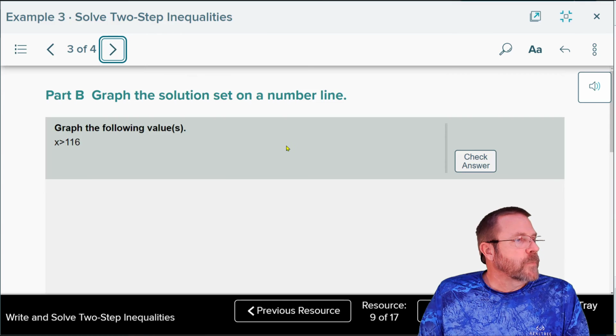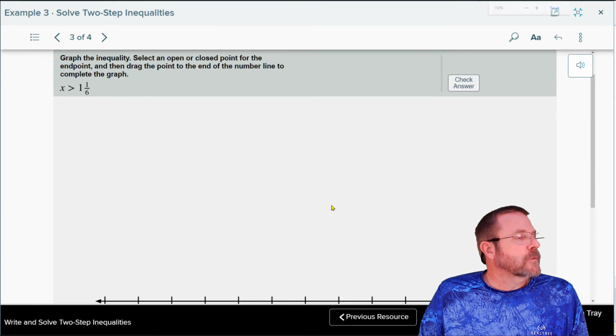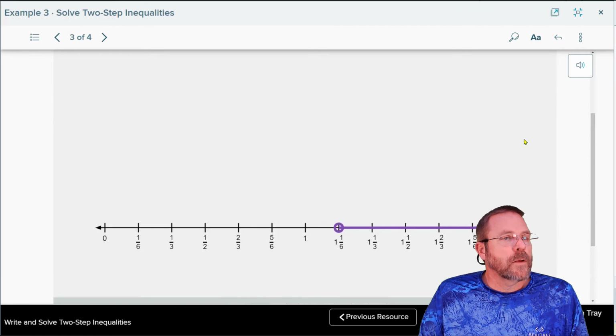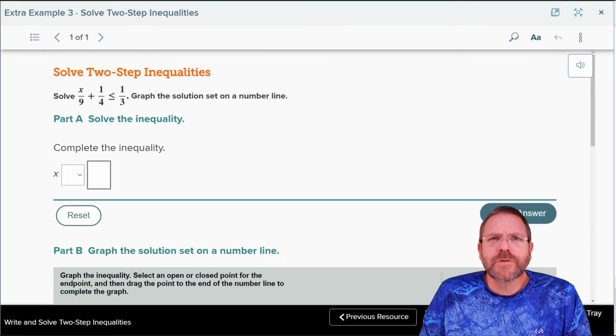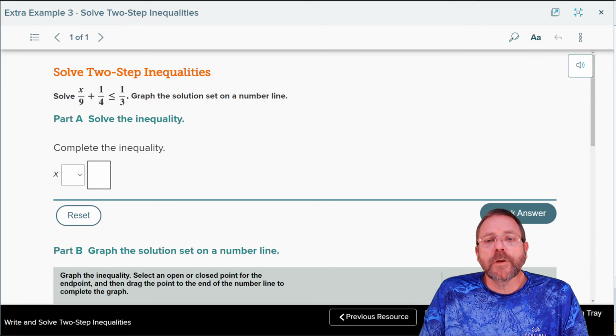To graph it, we're going to find 1 and 1/6 on the line. X is a value greater than it, but not or equal to it. Open circle, line goes to the right. Check your answer. Easy math. And it is your turn again. Solve extra example number 3. It's the last one we're going to do on part 1 of this video. Yes, we have to do this video in 2 parts.